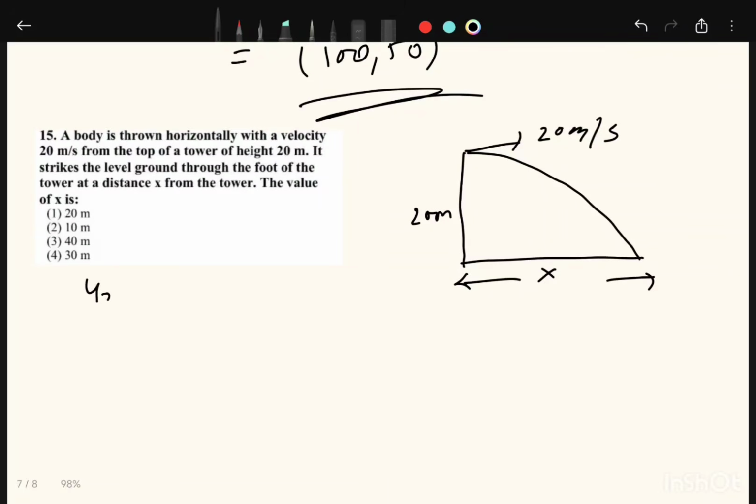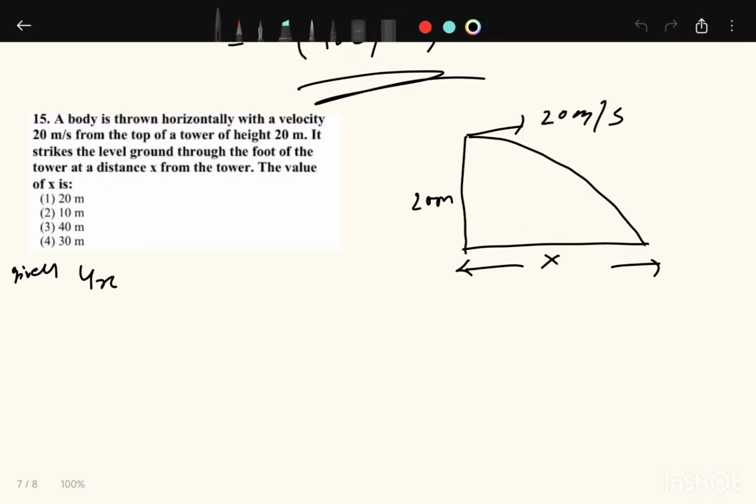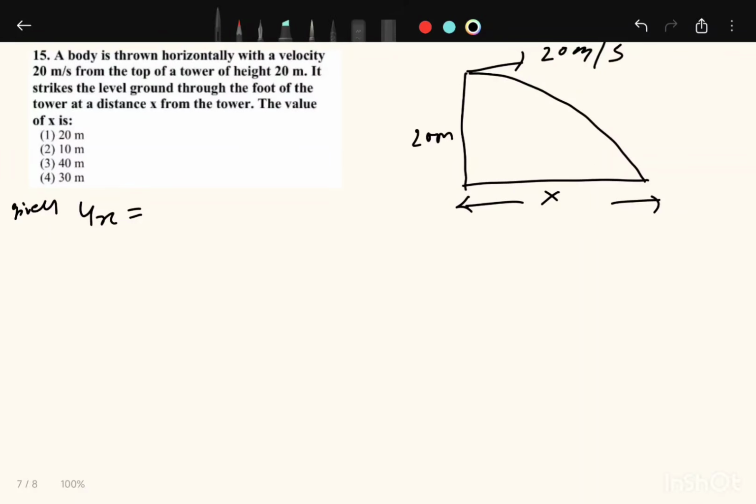So what is the information given? First of all, ux is given to you as 20 meter per second, and h is given as 20 meter. So first of all, let me apply what will be the displacement in the y direction when your particle reaches here. So the displacement in the vertical direction will be only 20 meter, that is given to us. And what is uy? It is 0 because no vertical velocity is given.